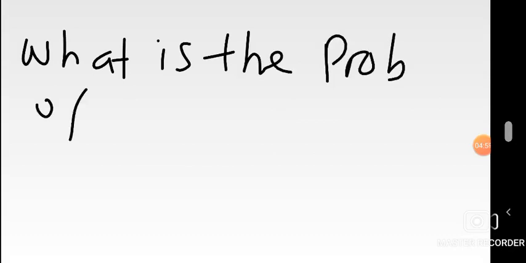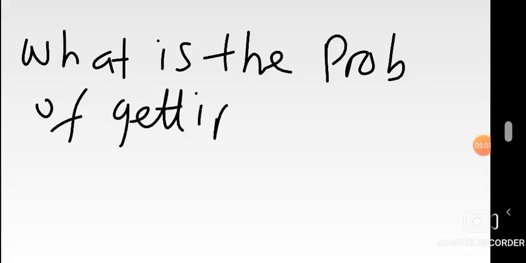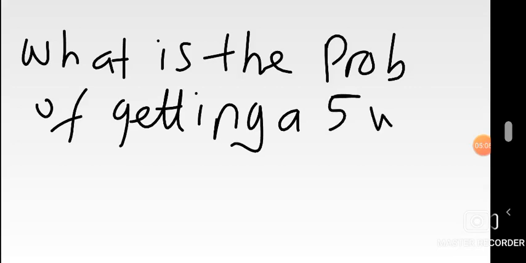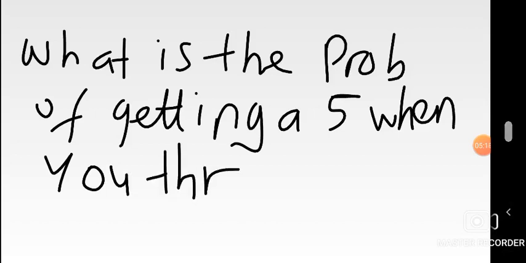You might also ask yourself this question. Let me just write it down. They might ask you, what is the probability of getting a 5 when you throw a die? So think about the die. What's a die? A die is just a 6-sided cube. Most of you, if you've used a die before, those used in certain games and whatnot, that 6-sided cube is called a die. So they ask you, what is the probability of getting a 5 when you throw a die?